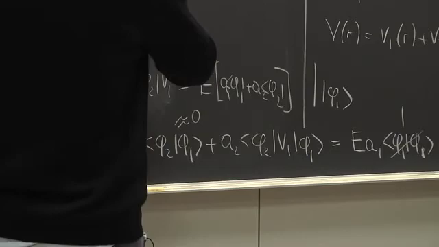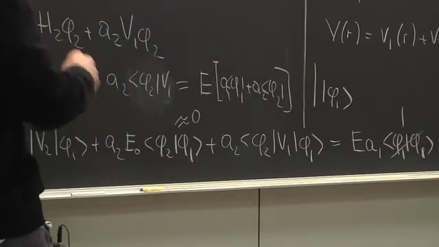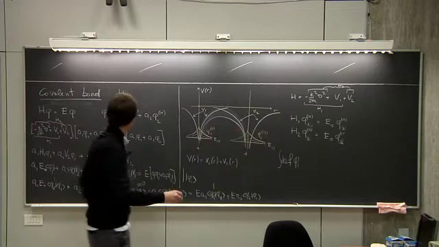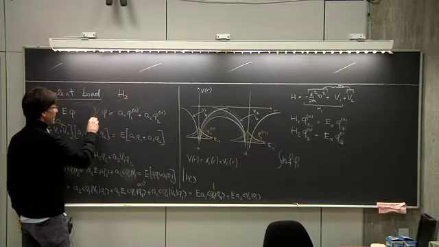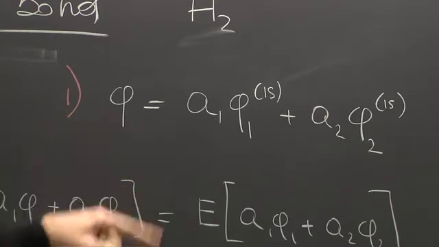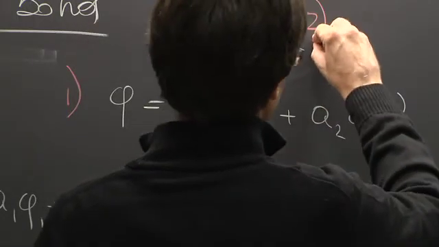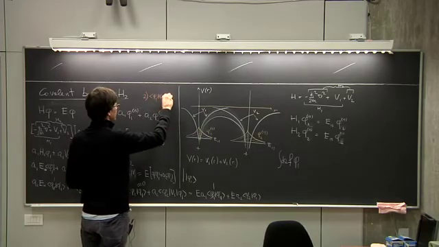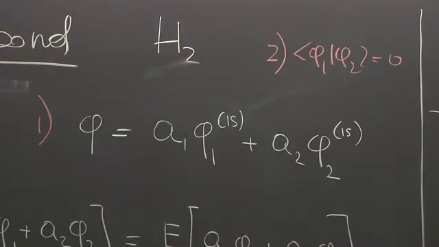So I'm going now to make sure that we understand where the approximations are here. So this is one, and I'm highlighting the approximations with red. This is an approximation. And the second approximation is that phi 1, phi 2 is equal to 0, which is an approximation.